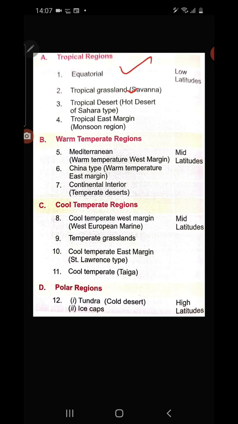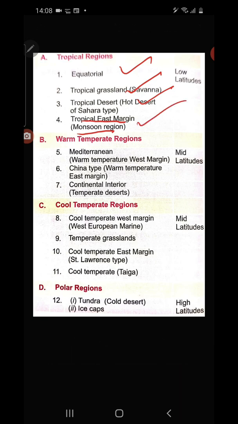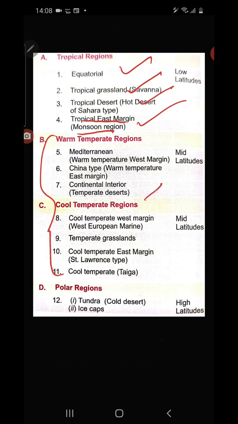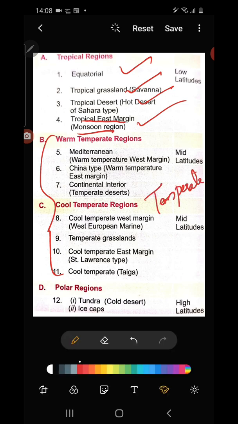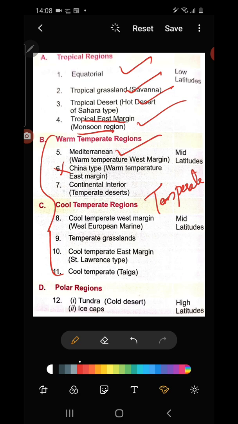So we discussed the equatorial region, tropical grassland, that is the savanna region, tropical desert and tropical monsoon region, that means tropical east margin. These monsoon regions are found in the eastern margin of all the continents, wherever they are found. Then we also discussed the temperate region. Now let's see which natural regions lie in the temperate zone. Mediterranean region we already discussed, which lies in the temperate zone. Then China type we don't have to discuss, it is not in the reduced syllabus. Continental interior, that means temperate desert, we are also not discussing.